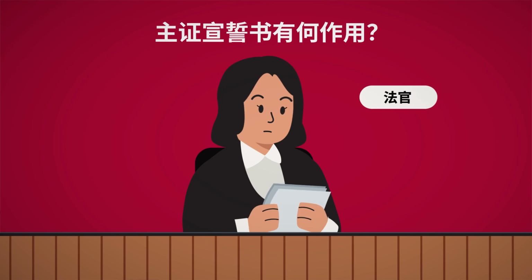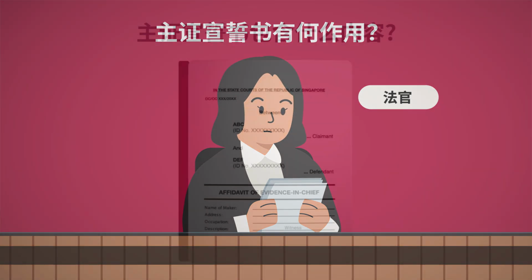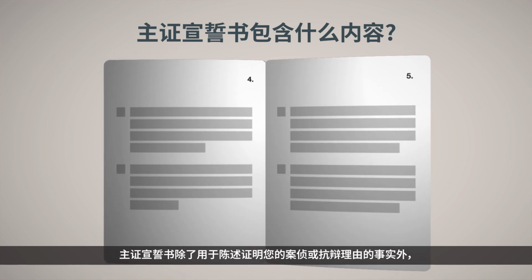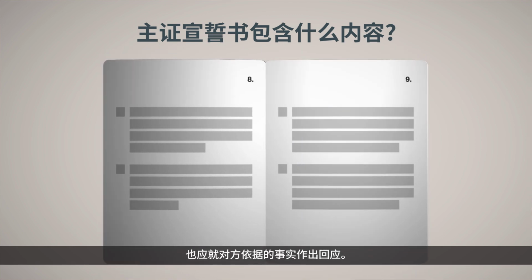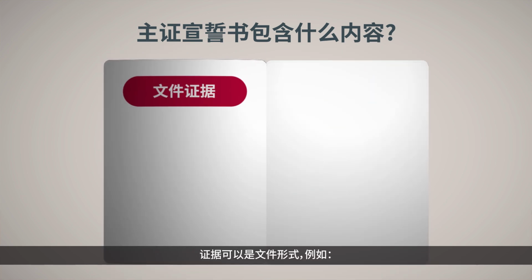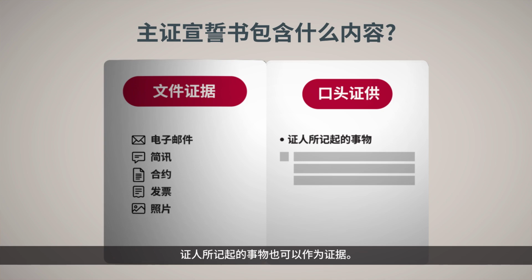What are AEICs for? The court decides based on the evidence parties submit. Evidence for civil proceedings is typically introduced through AEICs. AEICs set out facts to support your claim or defense. They should also address facts the other party relies on. The evidence may be in the form of documents, such as emails, text messages, contracts, invoices, or photographs. The evidence may also be in the form of what a witness recalls.